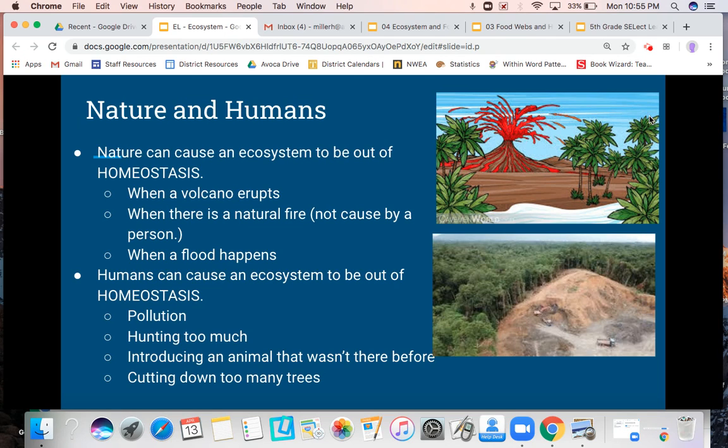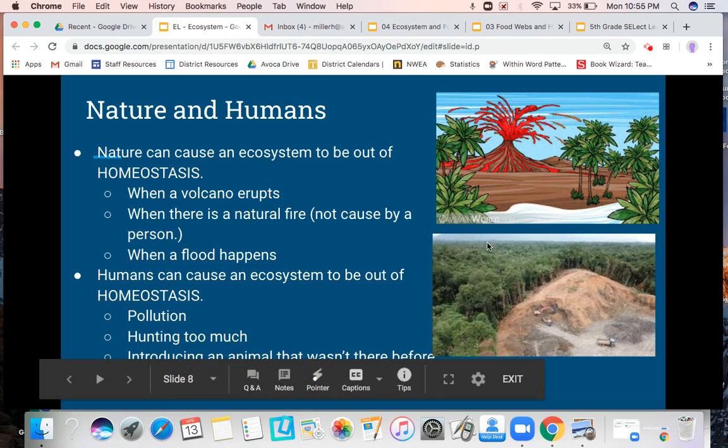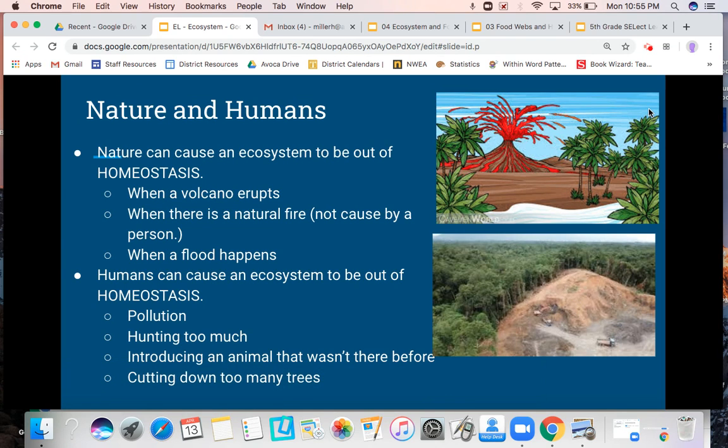So nature and humans can also cause homeostasis to be out of balance. An example would be when nature has a volcano eruption, it can damage and destroy many plants and animals in their habitat. Humans can cause an ecosystem to be out of homeostasis by cutting down too many trees and destroying the habitat of many animals and plants.